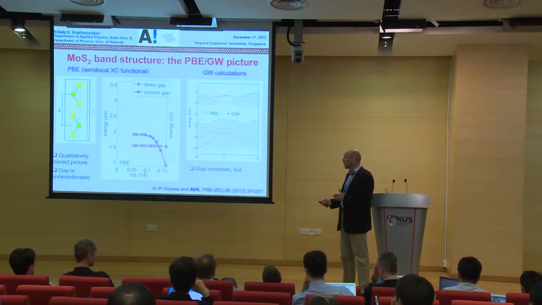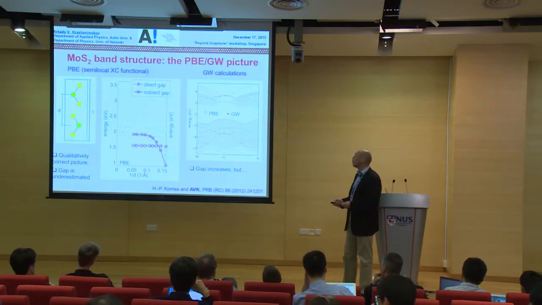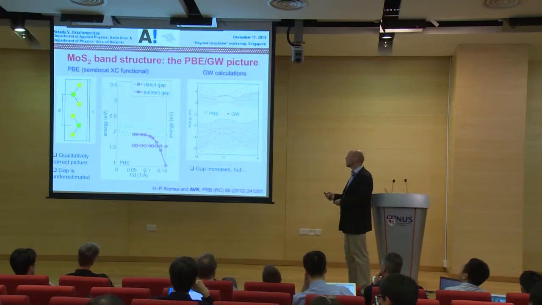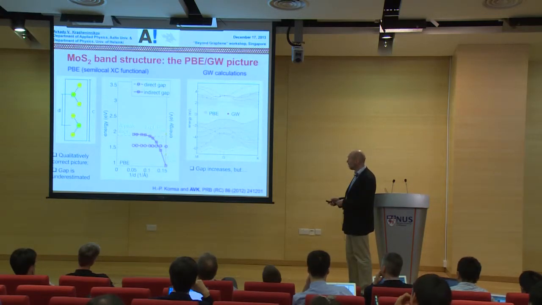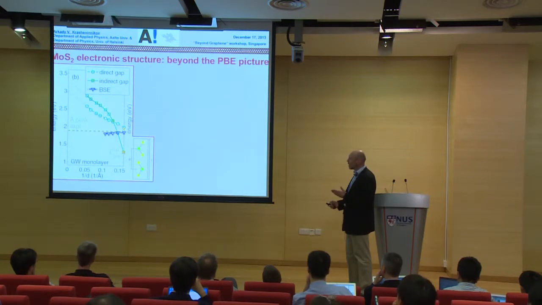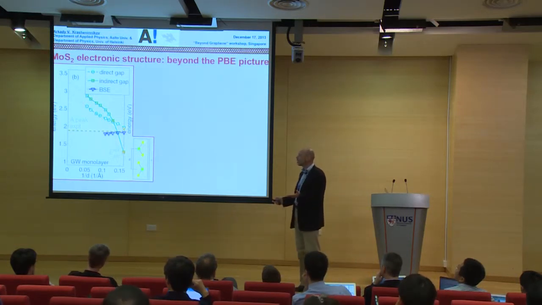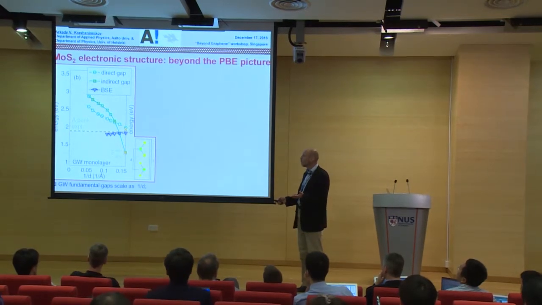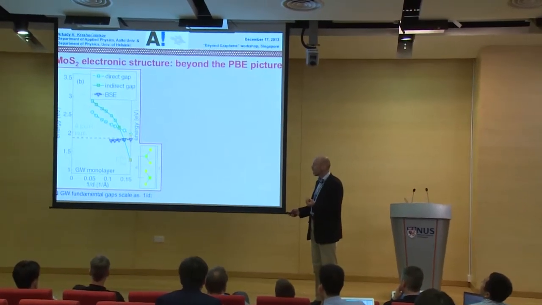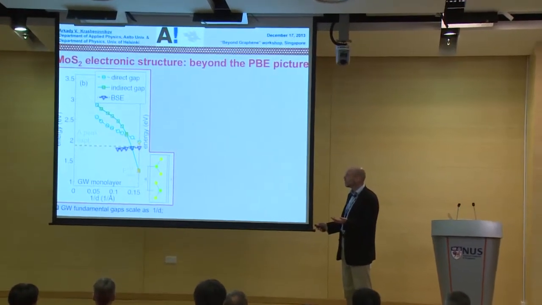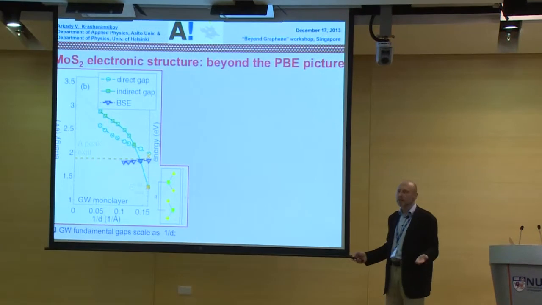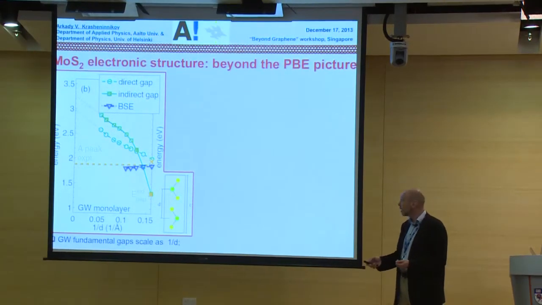Everything is fine, but the value of the gap is smaller than it should be. But again, this is expected, so we can carry out more sophisticated GW calculations. Indeed, the gap increases, but if we plot the band gap, the fundamental band gap, I stress, as a function of separation between the layers, or inverse, we see a very strange result. We see that the gap scales as 1 over d, the fundamental gap. And if we look at the direct gap, we arrive at something like 3 eV, which is clearly much more than experiments give.